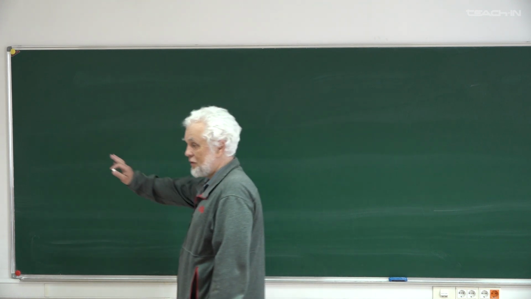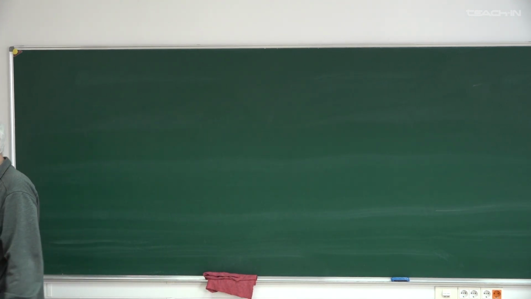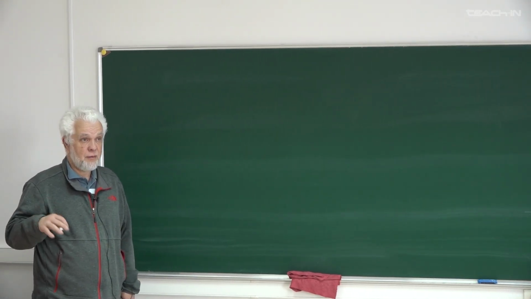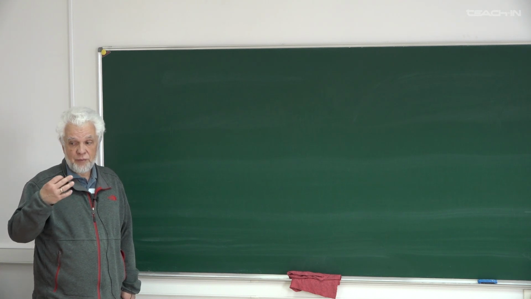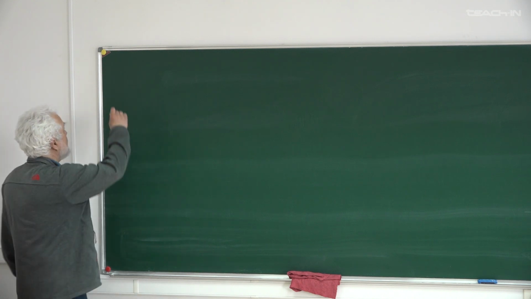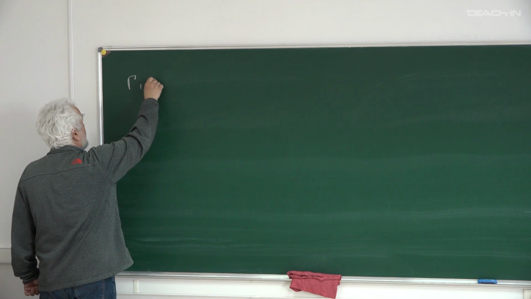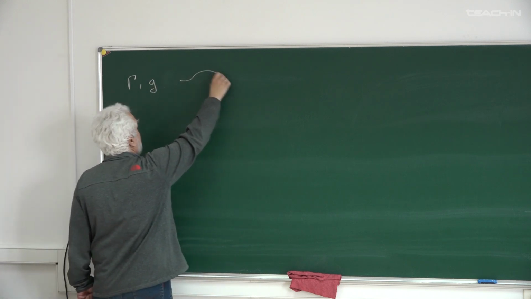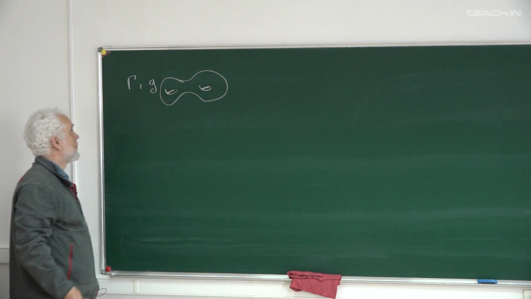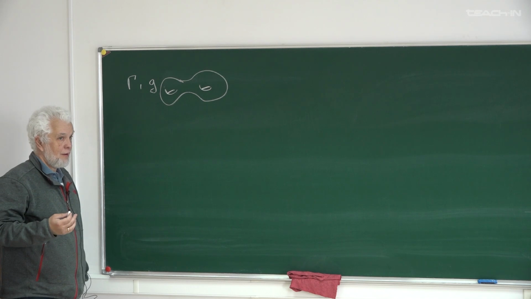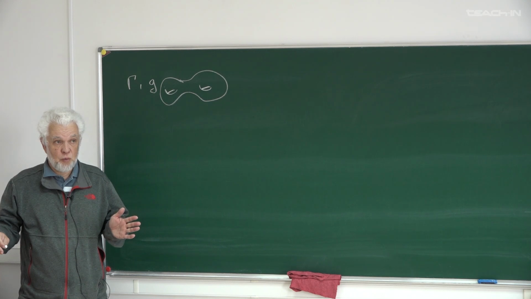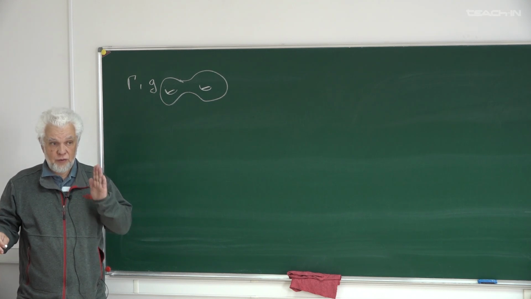So let me start. First of all, the problem was the following. In the previous lecture, I considered the problem of moduli spaces for compact Riemann surfaces. So let me have a compact Riemann surface gamma of genus g. And first of all, what is known is that if you consider topological classification, it's full information.